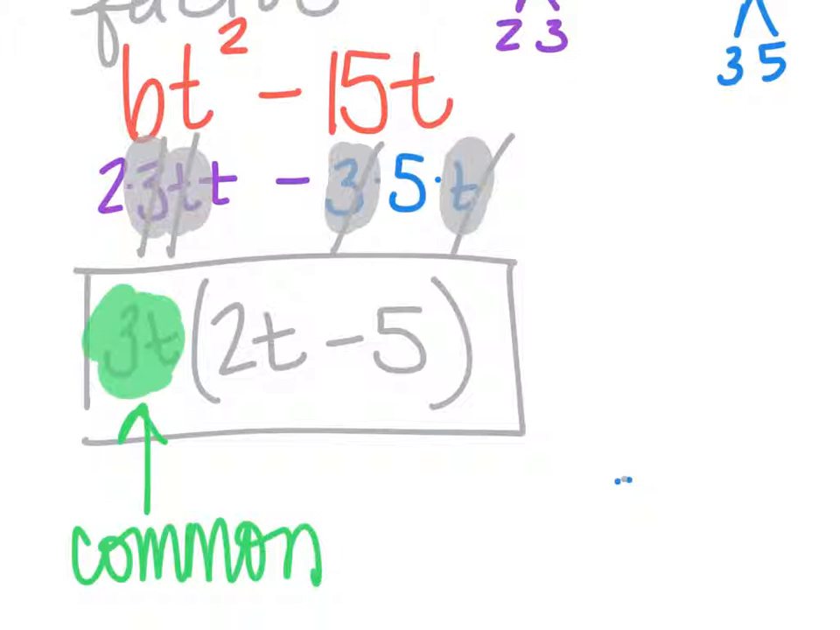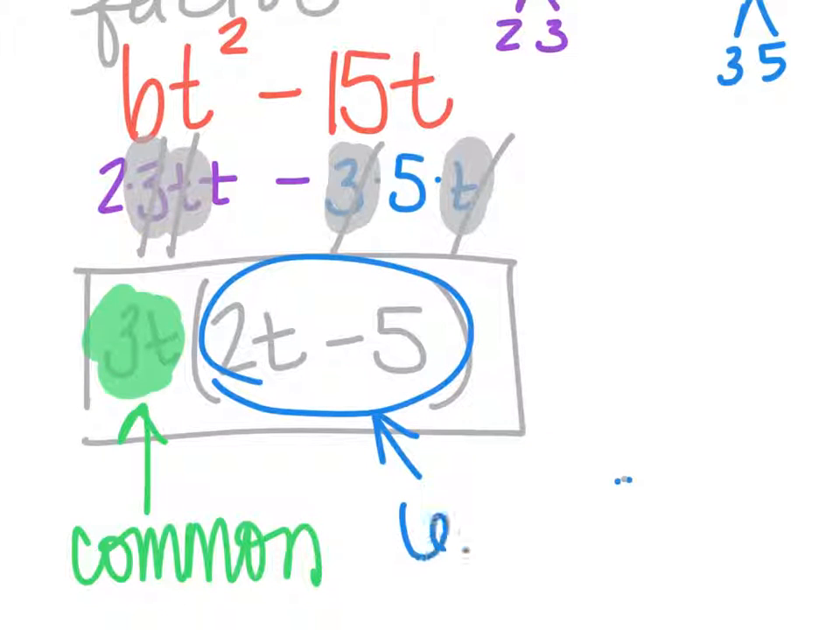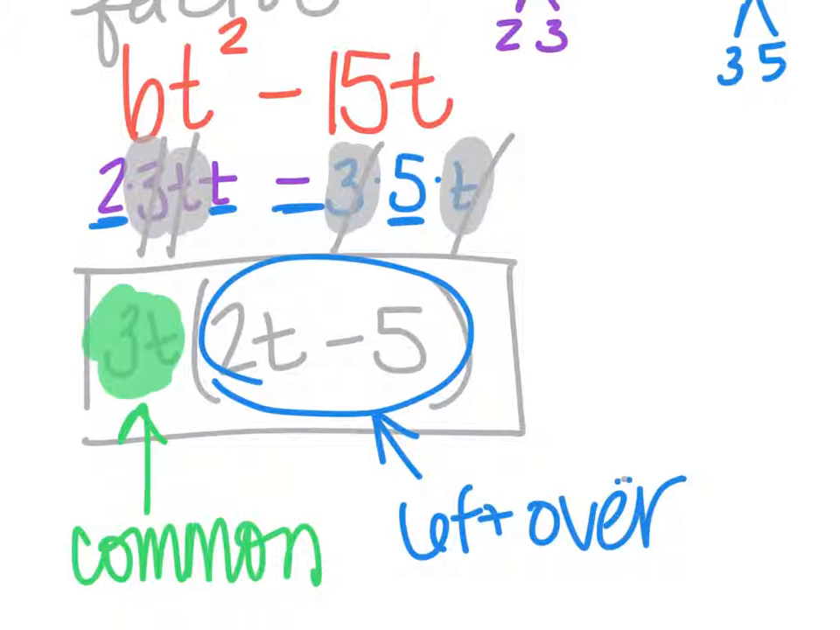And then what's left over, so everything else is going to go in the parentheses, so all the leftover pieces. That's everything they don't have in common. And if you notice, that's the things we didn't mark out. We didn't mark out the 2, the t, the minus sign, and the 5. And that's where the 2t minus 5 came from.